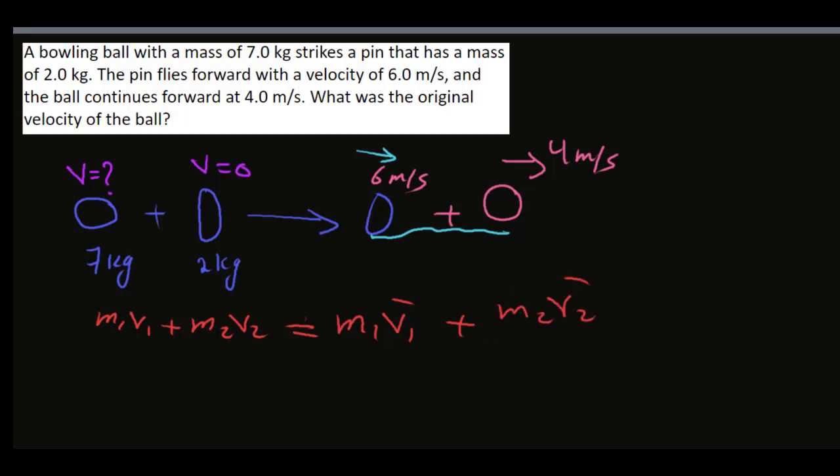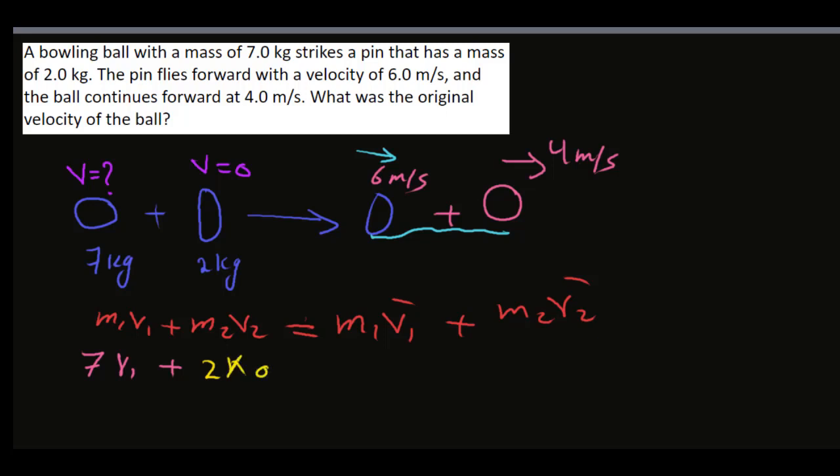So now we are going to just answer this. Okay, so the first mass, just substitute the numbers here. The first mass, which is 7 kilogram, times v1, this is what we need. Plus, the other side here, this is m2, which is 2 times v2, which is 0.